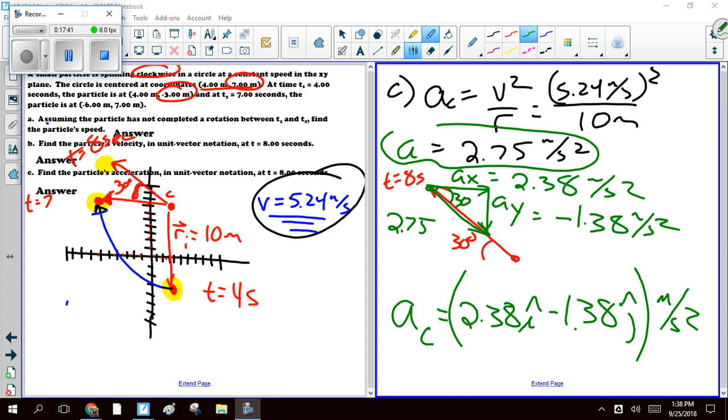And nope, I was right. Okay, so there we go. All right, so a lot of it is just kind of splitting your vector up into components.